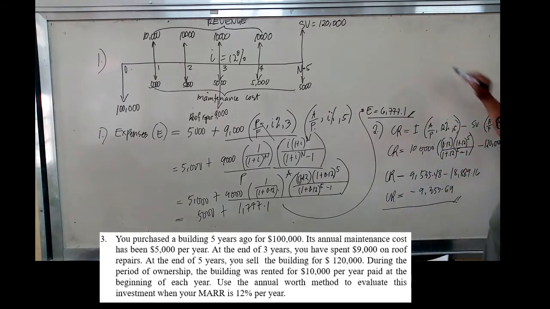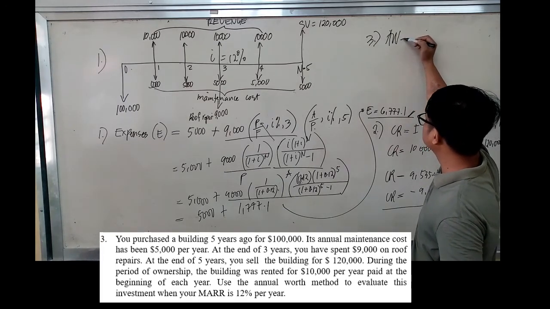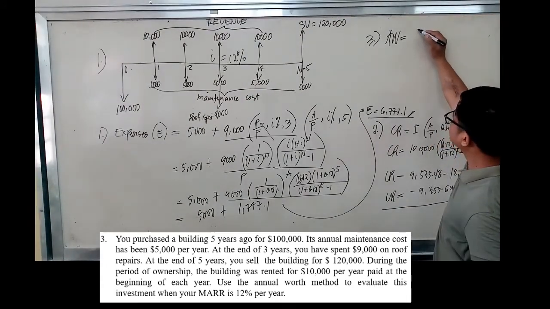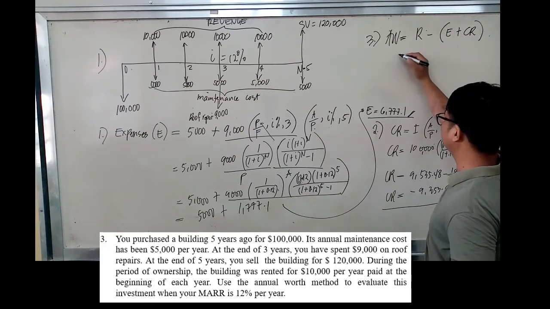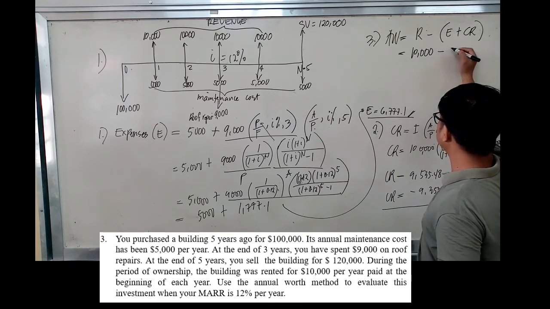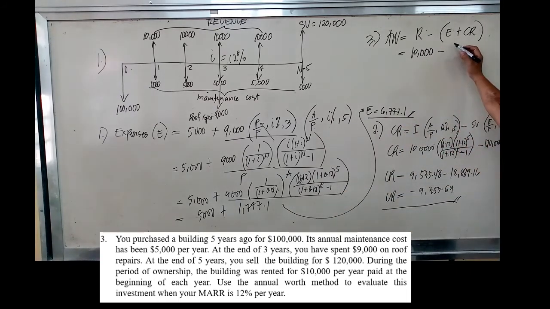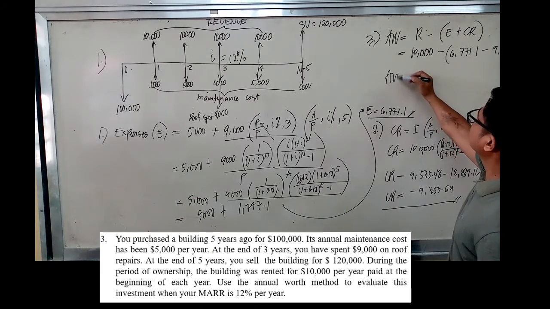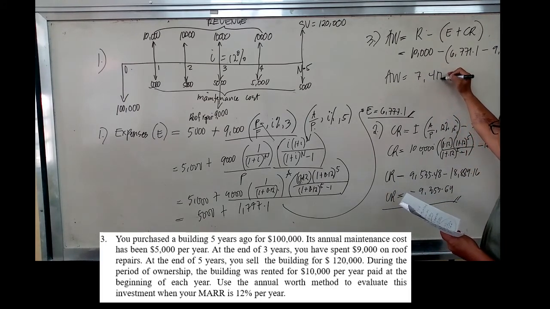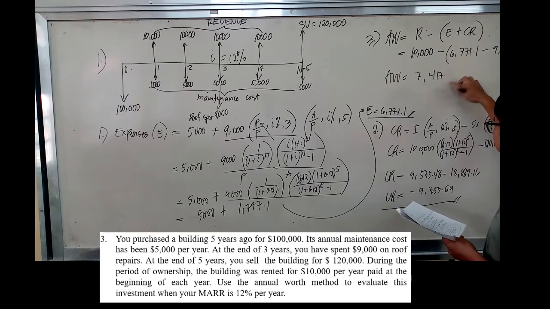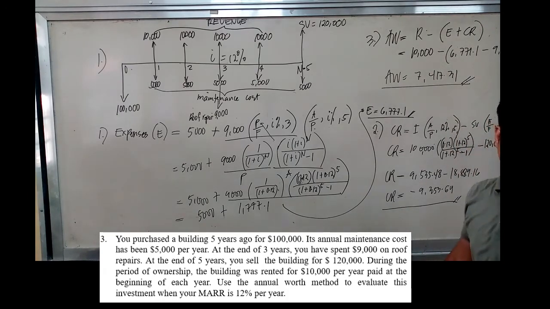So, here, number 3, we're going to already solve the annual worth. So, revenue less the total of expenses plus capital recovery. So, revenue is 10,000 minus our expenses is 6,777.1 minus the negative 353.69. Okay, what is the annual worth of the machine? So 7,417.31. Okay. So this is the annual worth of the machine.